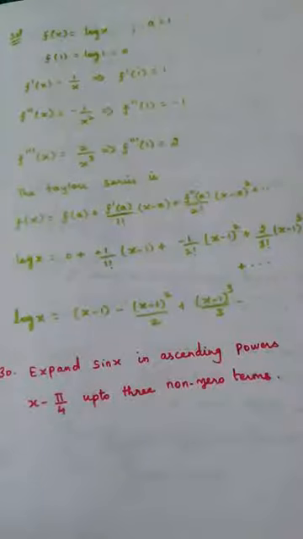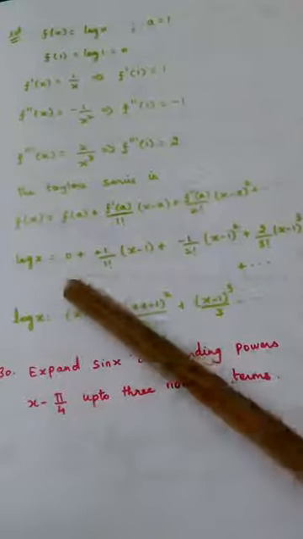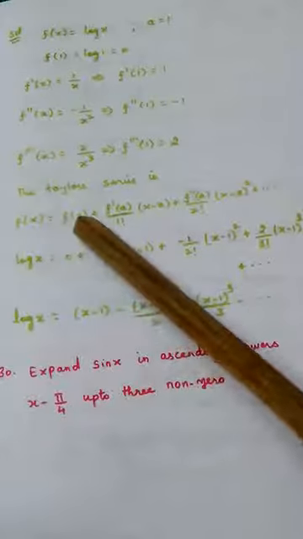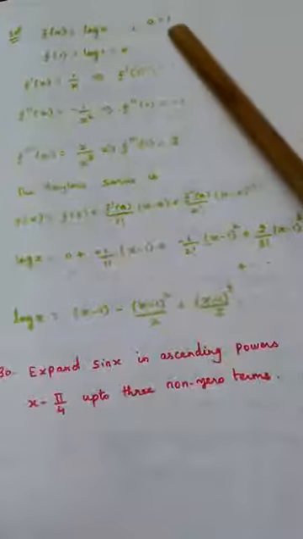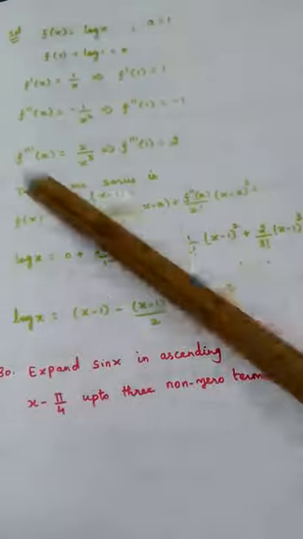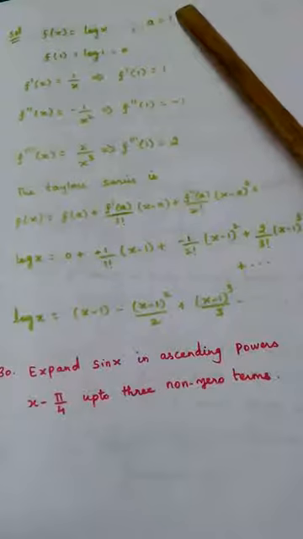What is the difference between Maclaurin series and Taylor series? Taylor series formula is f of a plus f dash of a by 1 factorial into x minus a. Like that the formula goes on. If you don't know the formula, you just see this line: f of a plus f dash of a by 1 factorial x minus a, like that it goes on. What is a? The value at which point we are calculating, that is called a. So here a is 1.